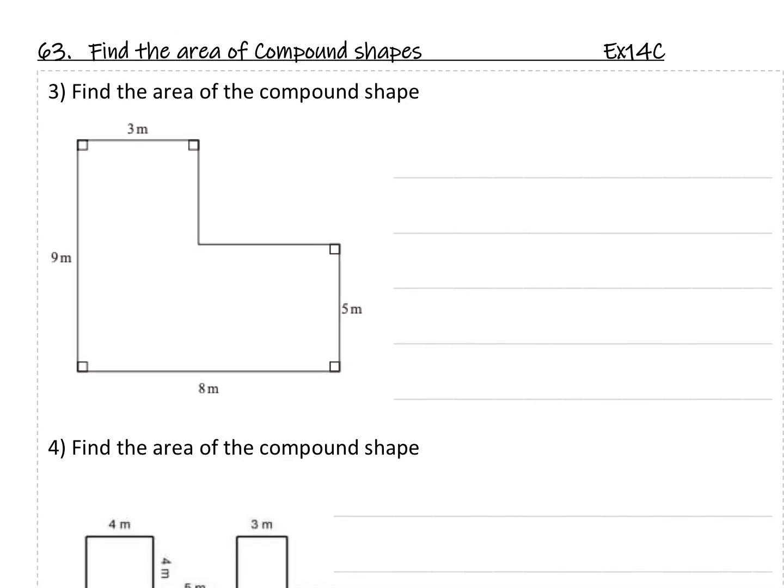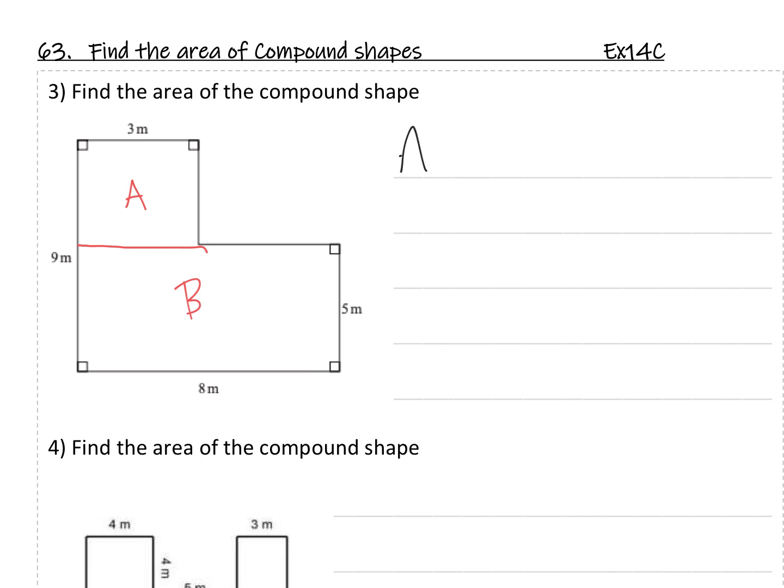To find the area of a compound shape, we need to divide it into two shapes that you know how to find the area of. So we can either divide it with a vertical line here to get a rectangle and another rectangle, or horizontally, a rectangle here and here. I'm going to cut it horizontally. Call this shape A and this shape B.